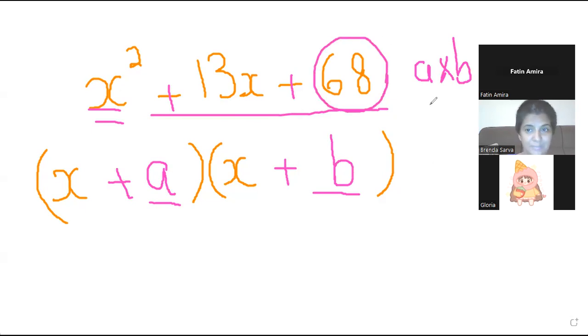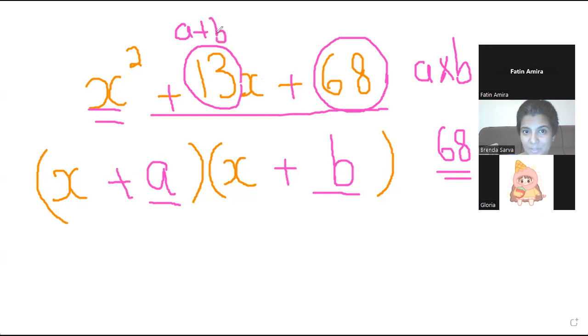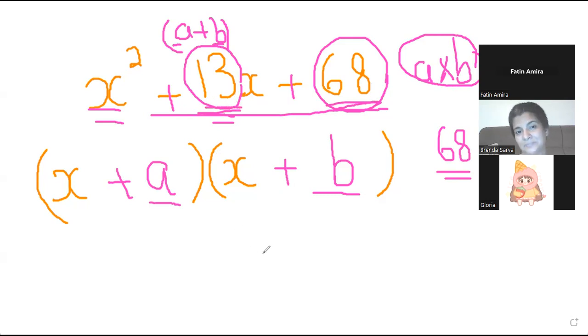Think of two numbers that will give you 68 when you multiply with each other. At the same time, A plus B, remember just now we did that bracket? A plus B is going to give you 13. So now you've got to think in that way. It doesn't have to be the same. Think of two numbers that when I multiply, I get 68, and when I add them up, A plus B, I'm going to get 13.